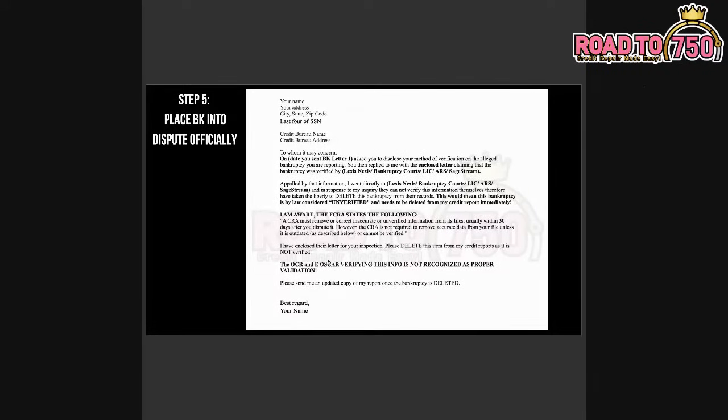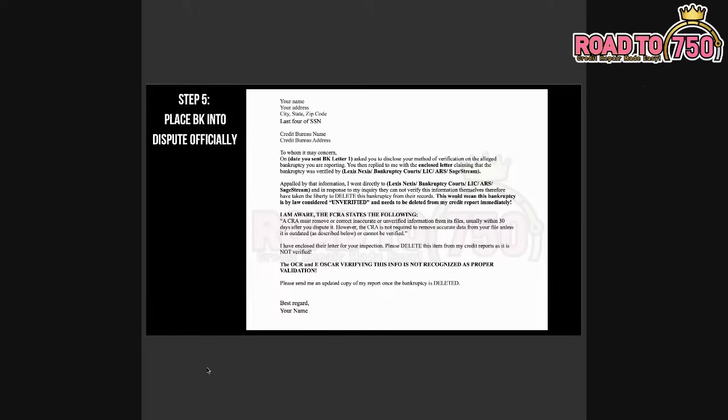I have enclosed their letter for your inspection. Please delete this item from my credit report as it is not verified. The OCR and Oscar verifying this information is not recognized as proper validation. Please send me an updated copy of my report once the bankruptcy is deleted. Right? So this is the official letter that you are placing the bankruptcy into dispute.